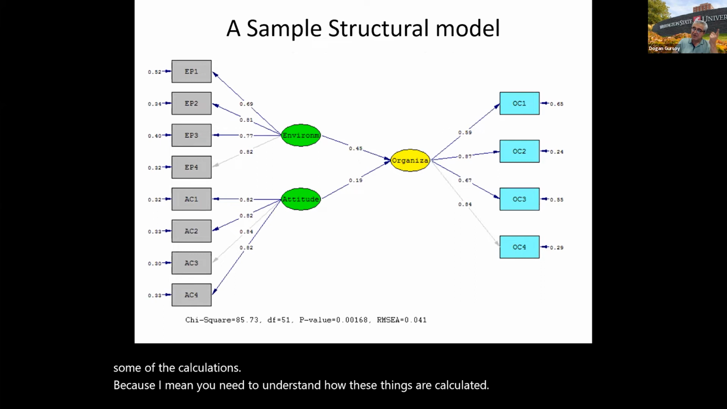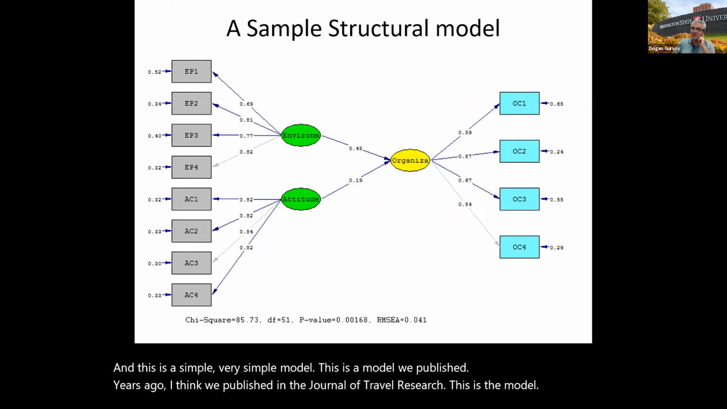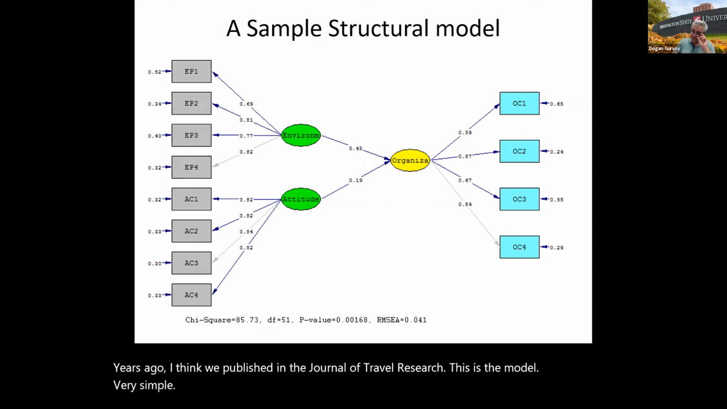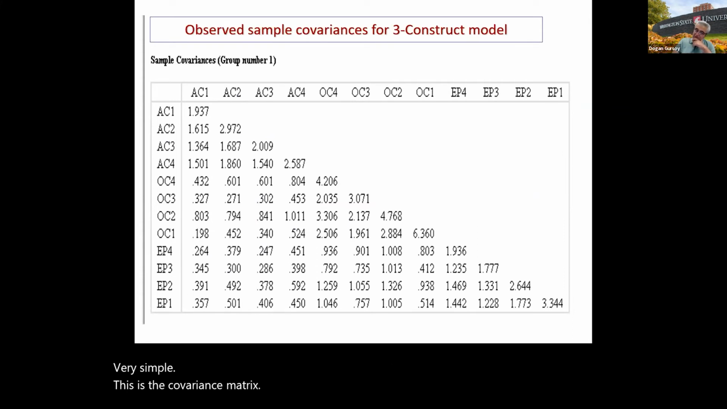This is a very simple model. This is a model we published years ago, I think in the Journal of Travel Research. Very simple. This is the covariance matrix. And everyone knows what a covariance matrix is, yes?